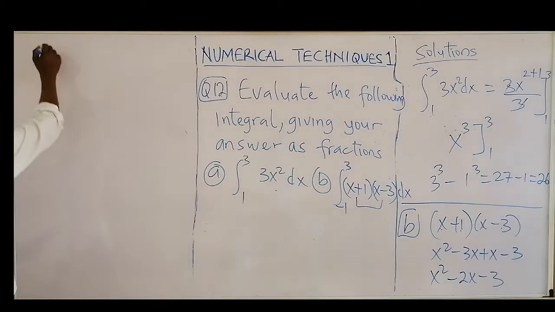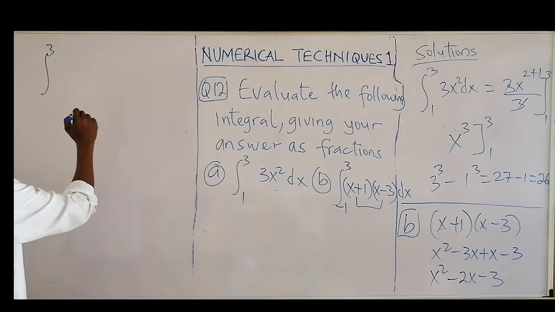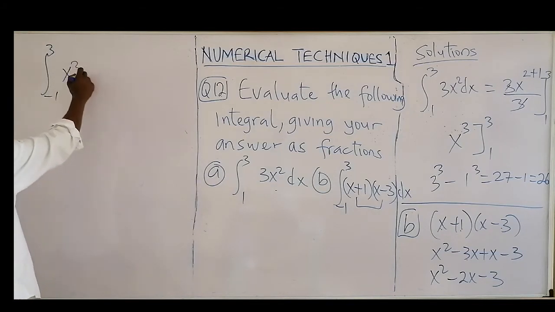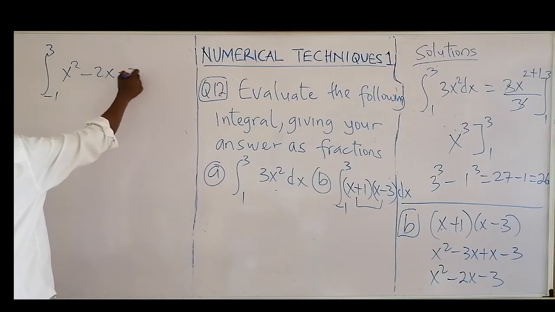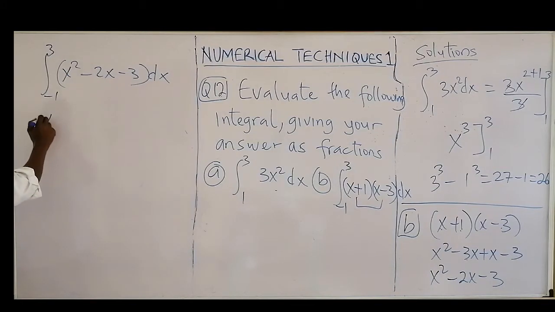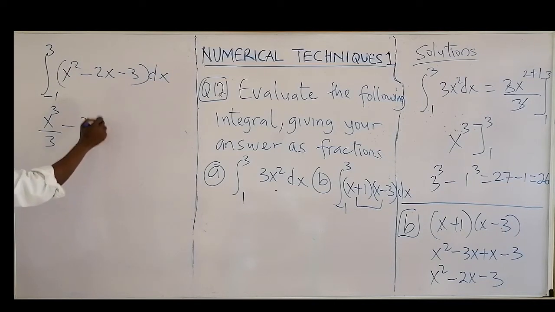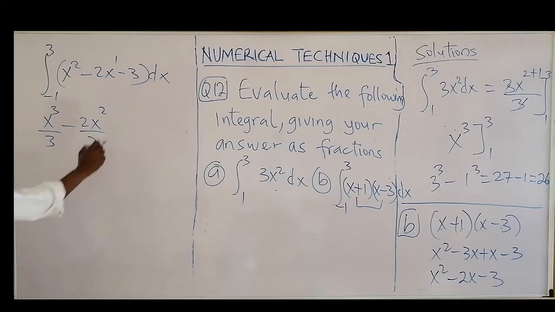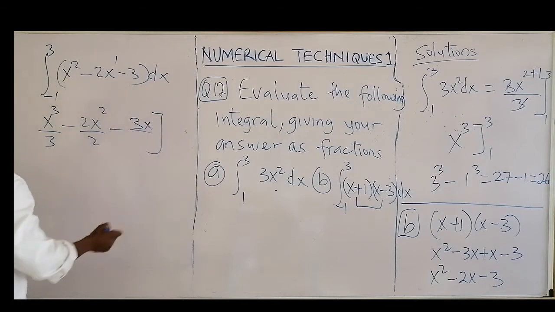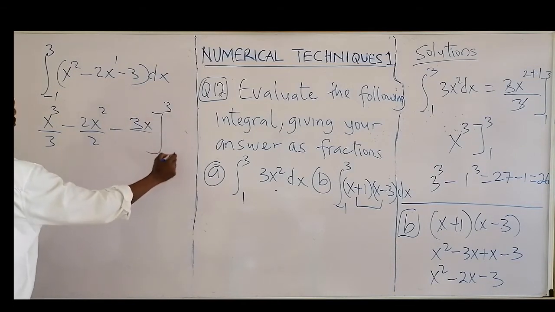So that will be the integral of 3 with minus 1 as the lower boundary, then we have x squared minus 2x minus 3. So let's do the integration. If you integrate this, that will be the power plus 1, that's power 3, over 3. Then minus 2x, this is power 1, so plus 1 over 2. Then minus 3x. Then put your upper boundary, lower boundary.